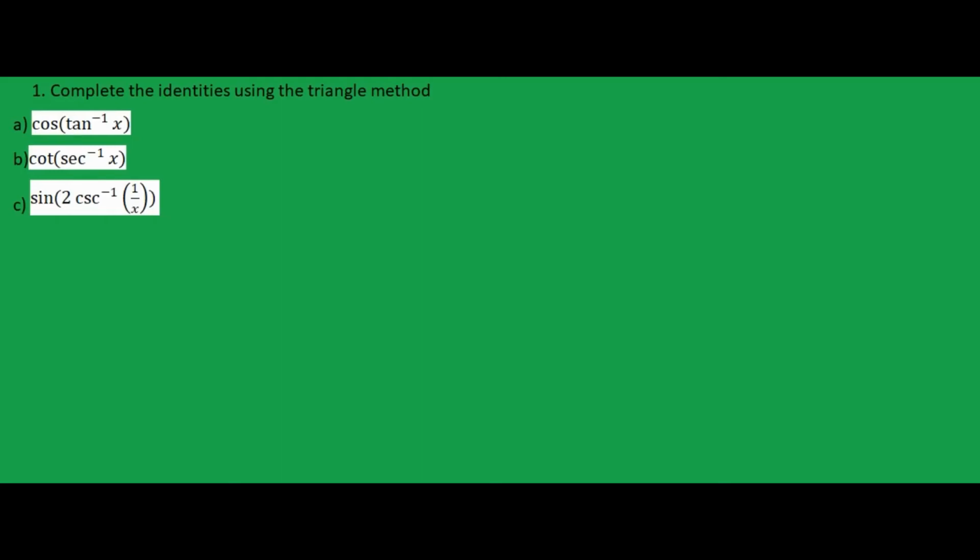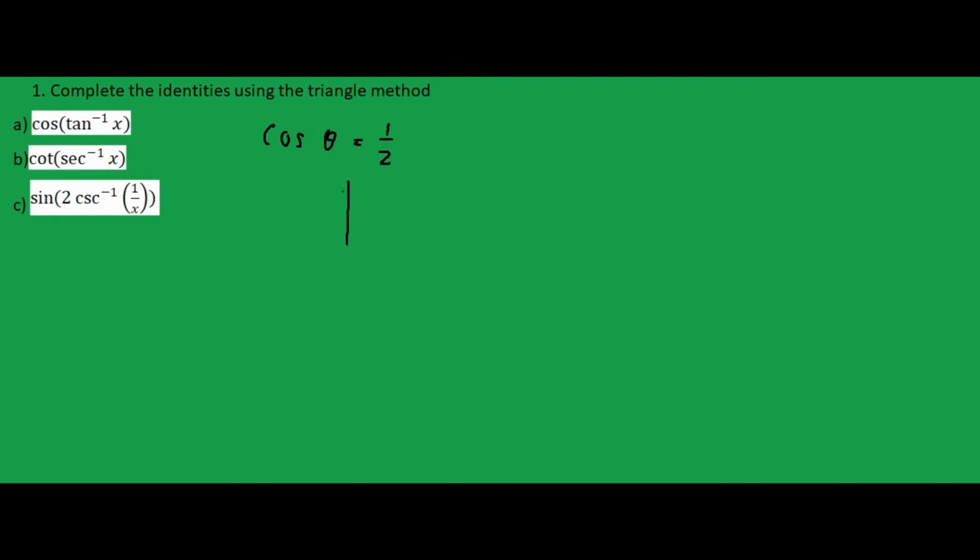Hi, so today we are going to continue with inverse trigonometric functions. So how are we going to solve this question? Cosine of arctangent x. Actually, the question is similar to this question: cosine theta is equal to 1 over 2. This is an example.